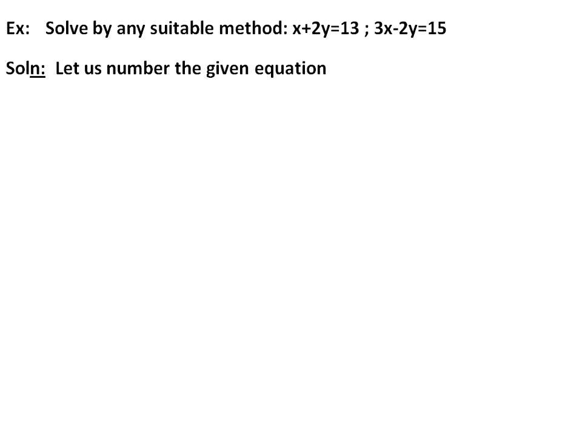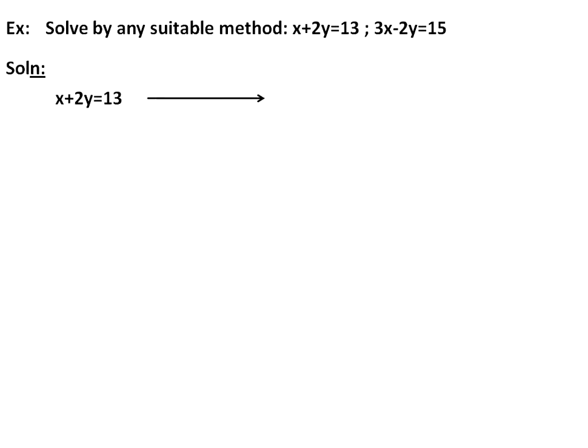First of all, we have to give a number to the equations. That is, x plus 2y is equal to 13, I call it number 1. Second equation, 3x minus 2y is equal to 15, I call it number 2.